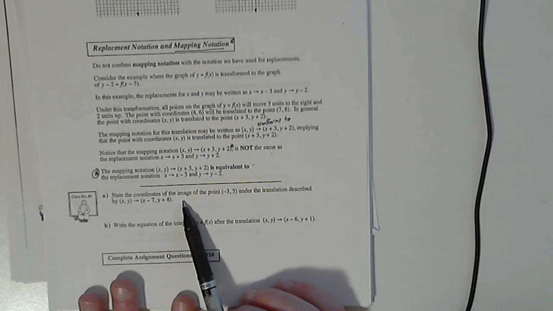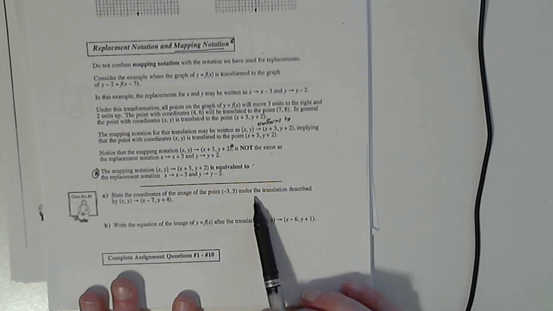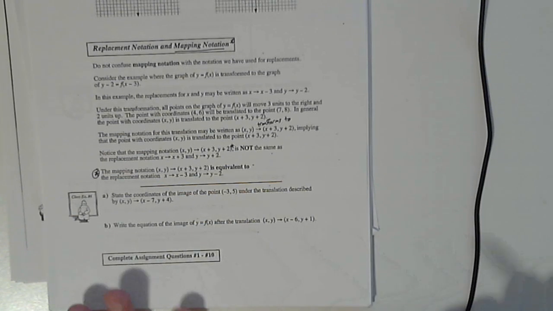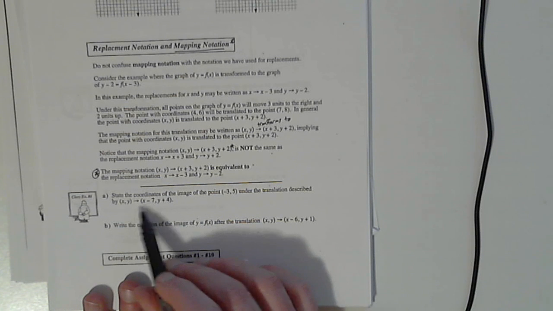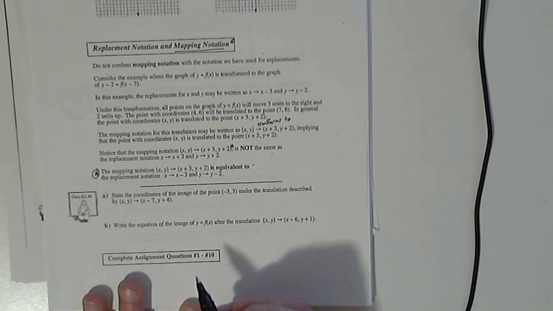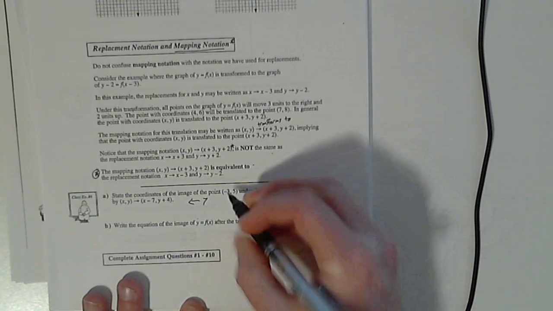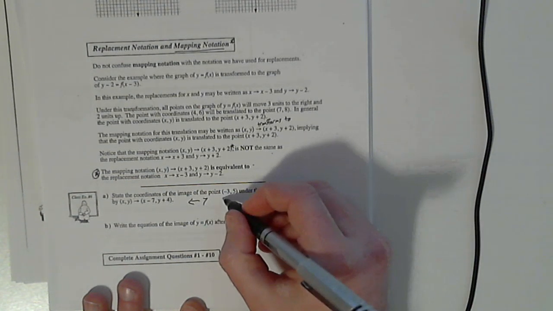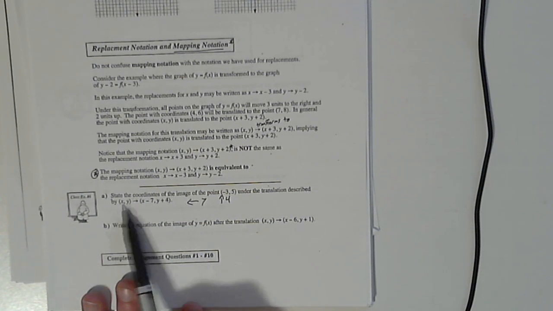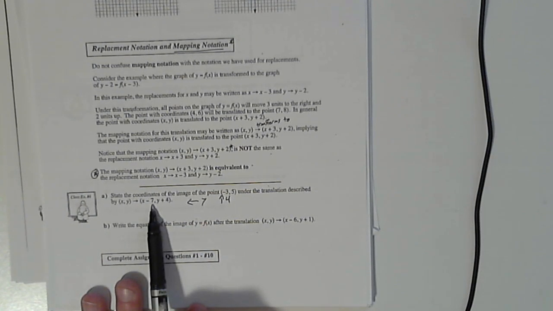State the coordinates of the image of the point (negative 3, 5) under the translation described by (x, y) goes to (x minus 7, y plus 4). So this means 7 units left, 4 units up. This is the right way around. So every x value, you're going to take away 7. You're moving it to the left 7. You're moving it 4 units up.